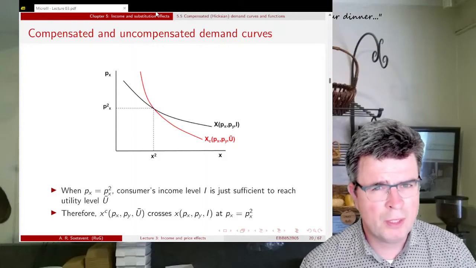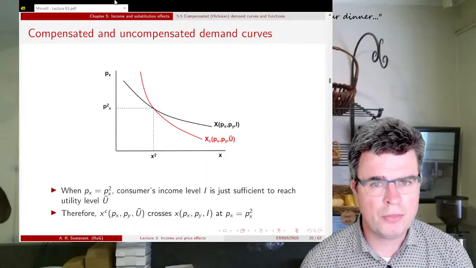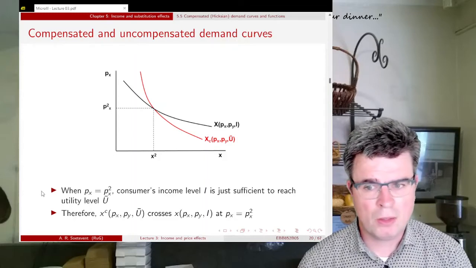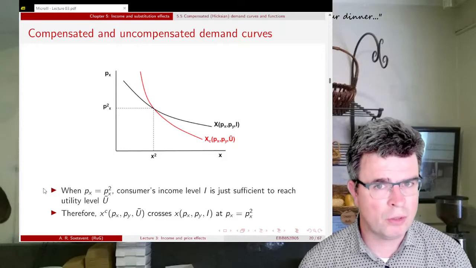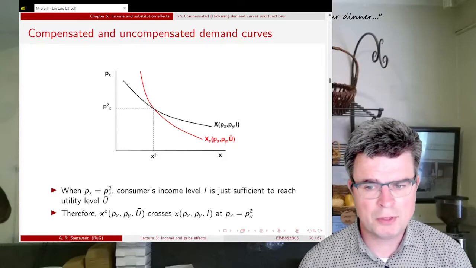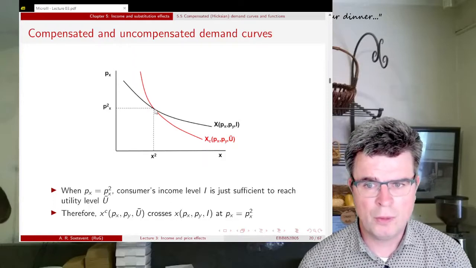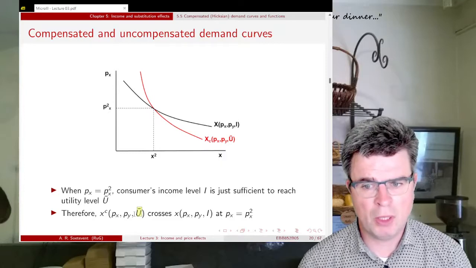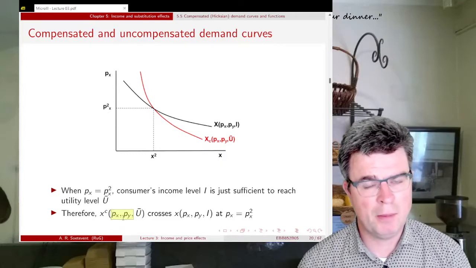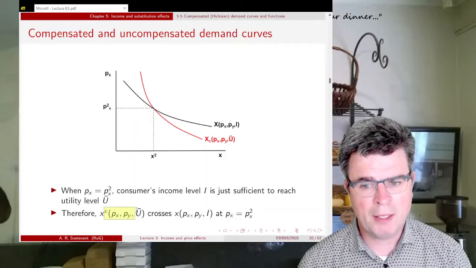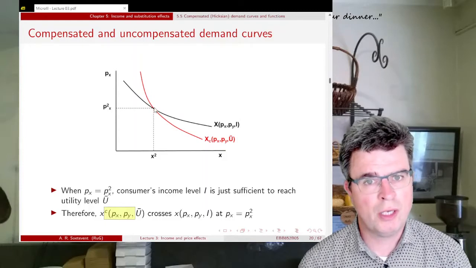And this income level is just sufficient for this consumer to attain a utility level U bar. Now, under those assumptions, it automatically follows that the compensated demand function is equal to the uncompensated demand curve. So they are exactly at the same consumption bundle. So given that I want to obtain a utility level U bar and I face prices Px and Py, I minimize my expenditures by buying Xc units of good X.